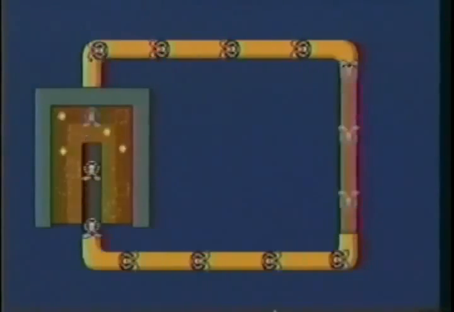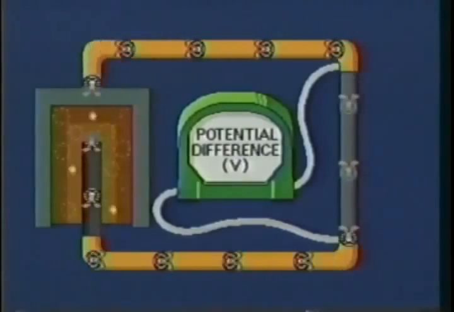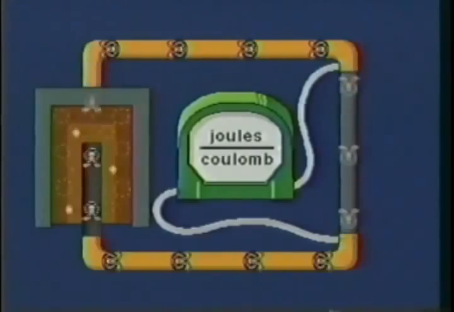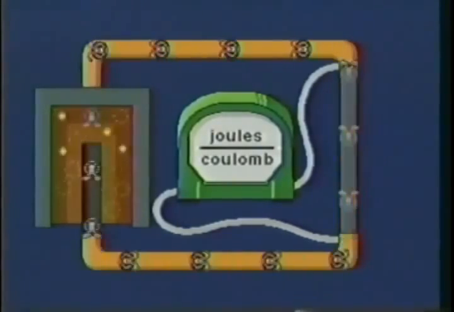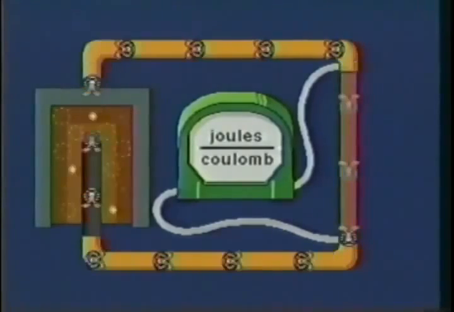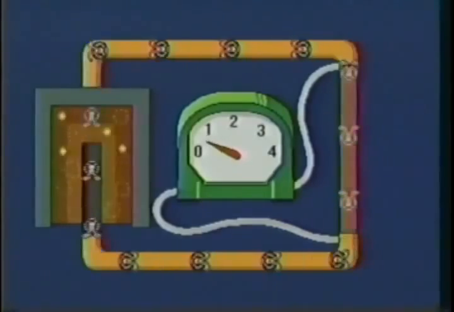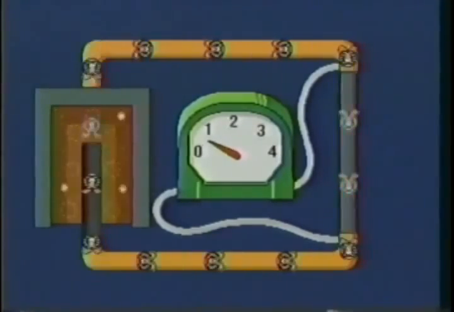Another concept that helps us describe a circuit is potential difference. The potential difference between any two points in a circuit is measured in volts. It is simply the number of joules of energy per coulomb that is changed to some other form of energy as the charge flows from one point to another. We could, for example, measure the potential difference across the heating element and note that it's 1.5 volts.